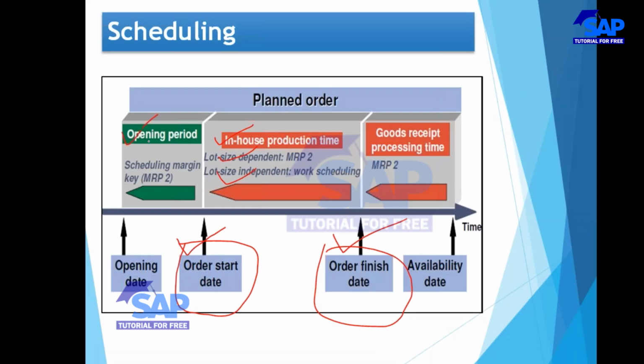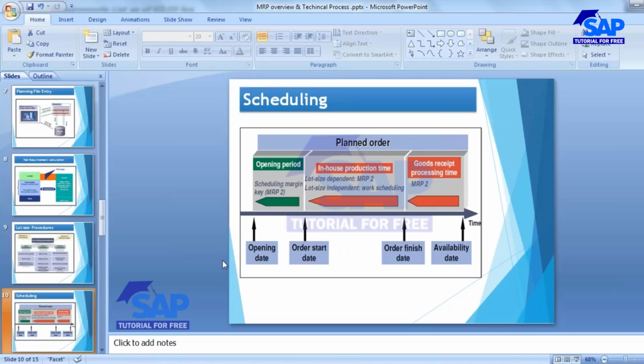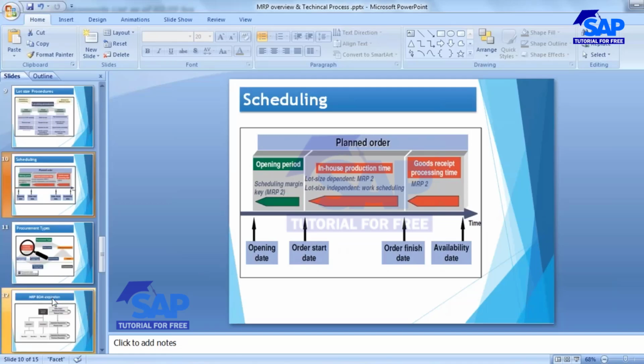What is this opening period? What is this goods receipt processing time? What is this in-house production time? That time we will be discussing. As of now, try to understand that it will do the scheduling and give you the order start date, when to start it, so that your product is available on time to make it available for the customers. That's what it does. It will give you the order start date. So it does the scheduling.